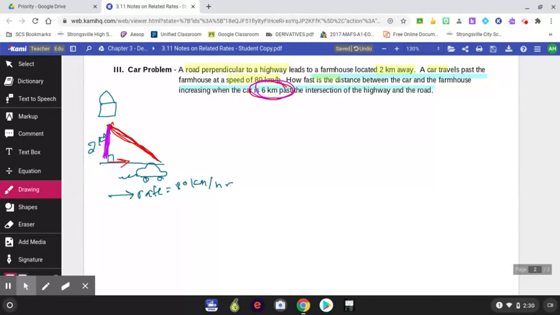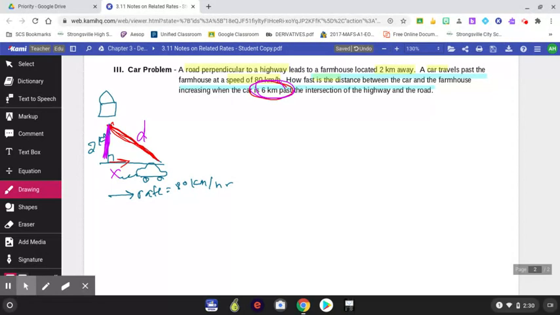Okay, so let's just come up with some variables. I'm going to call this variable x. You could call it C for car, whatever you want, okay? And I'm going to call this hypotenuse D for distance. That's what I'm looking for, the rate at which that D distance is changing.